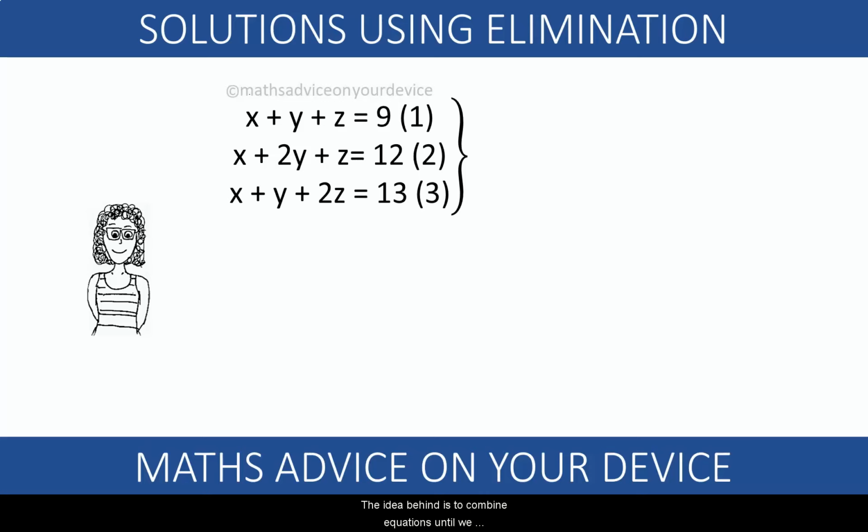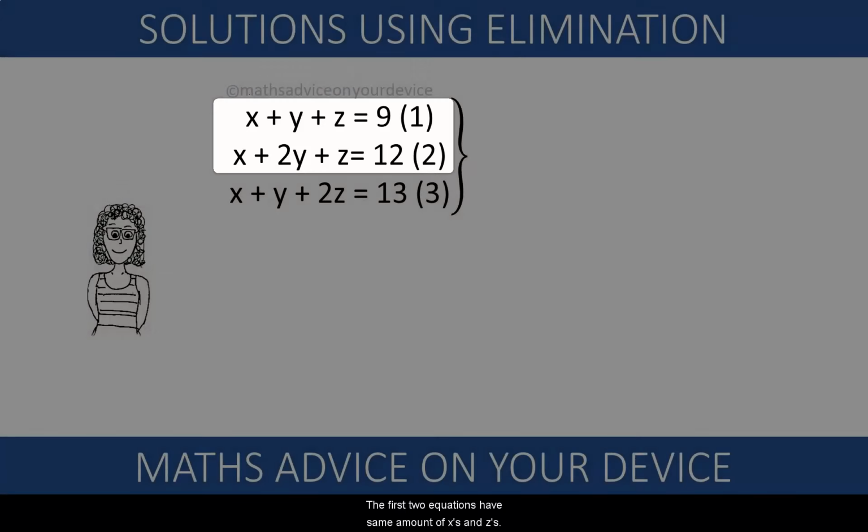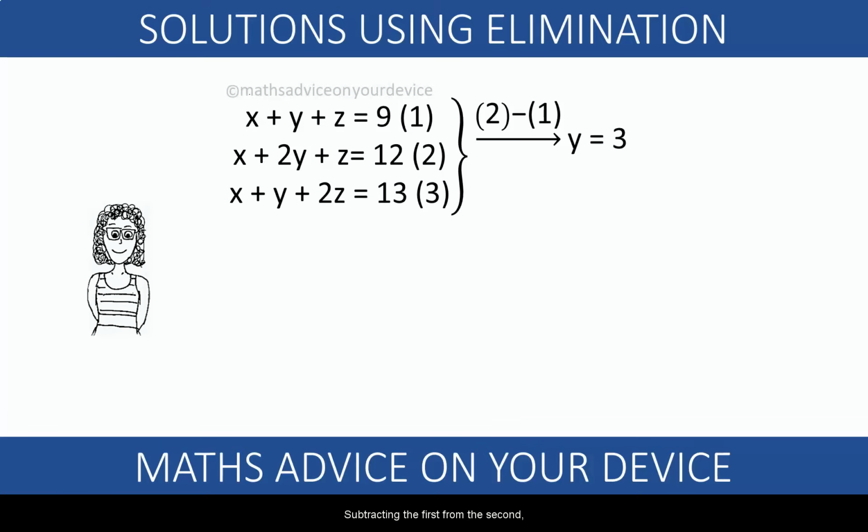The idea behind this is to combine equations until we figure out each unknown. Pay attention to the coefficients of x, y, and z in our first example. The first two equations have the same amount of x's and z's. Subtracting the first from the second, we eliminate x's and z's and end up with 1y. Subtracting the right-hand side, 12 minus 9, we end up with 3.